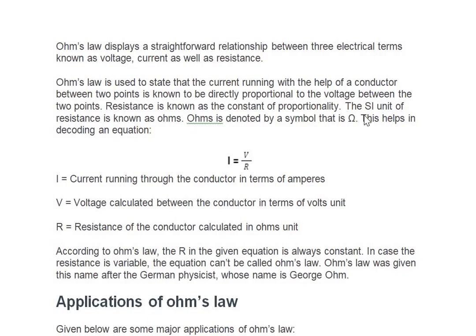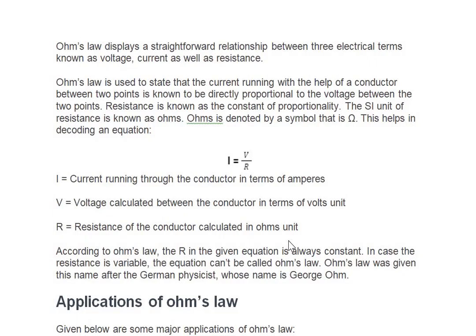This helps in decoding an equation, that is, current capital I is equal to capital V by R. Here, capital I is the current running through the conductor in terms of amperes, and V is the voltage calculated across the conductor in terms of volts. Capital R is the resistance of the conductor calculated in ohms.